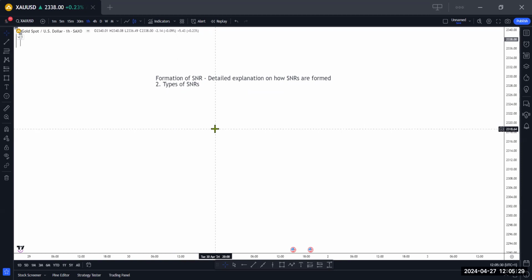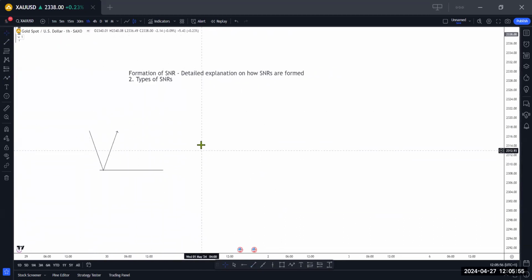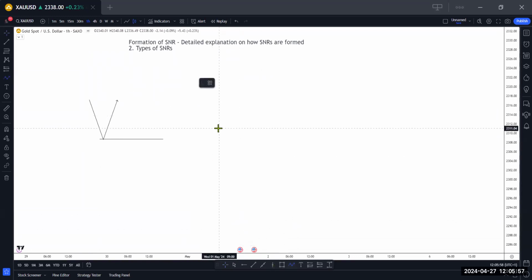Okay, so SNR typically means support and resistance. We believe that supports are V levels, so when you say a V level, something like this is considered a support. V levels are supports, while N levels, like the letter N, the inverse of the V, are considered resistance.